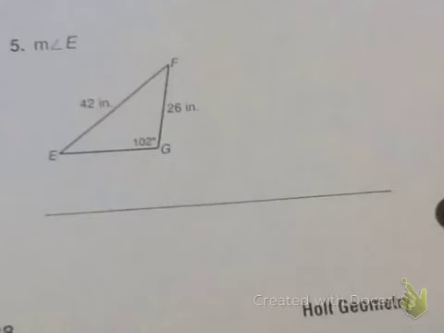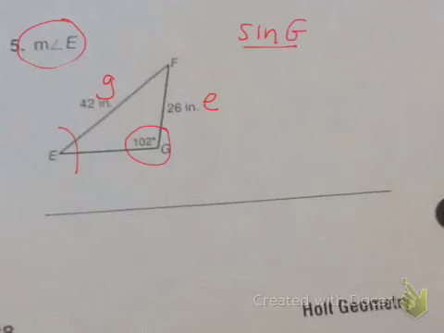So the measure of angle E is what we're finding. Since the measure of angle E is right here, we know that this guy is little e, and we know that this one is little g. And obviously they're giving us the measure of angle G. So we're going to write the law of sines as the sine of the angle over the side opposite it equals the sine of the angle over the side opposite that angle. When we substitute, it's going to look like this.